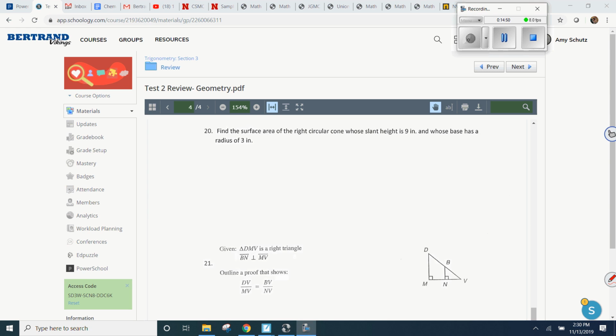Number 20, find the surface area of a right circular cone whose slant height is 9 inches and whose base has a radius of 3 inches. So we don't have a picture, so we're going to create a picture here. The slant height is 9.